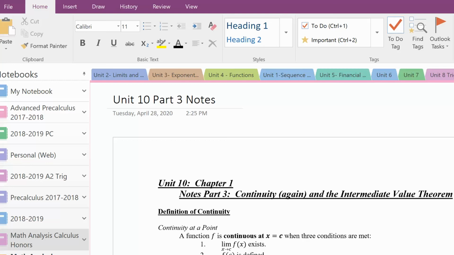Welcome to tonight's video on Unit 10, Part 3. We're going to be talking about continuity and then how that relates to the intermediate value theorem.